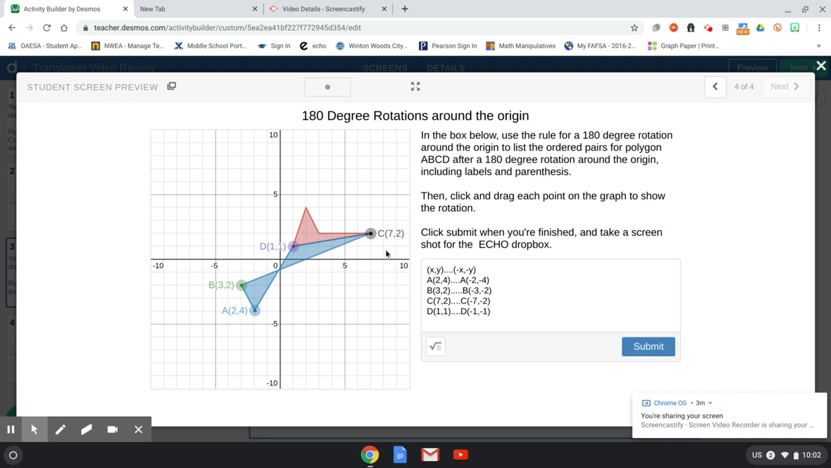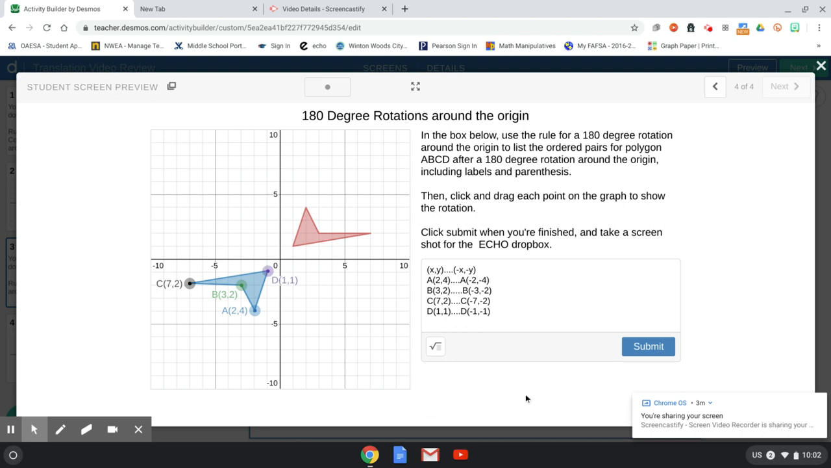C is going to go (negative 7, negative 2). So take C to 0, come over to negative 7, and then down to 1, 2. And finally, D is going to go to (negative 1, negative 1). So go to 0, go over 1, and down 1.